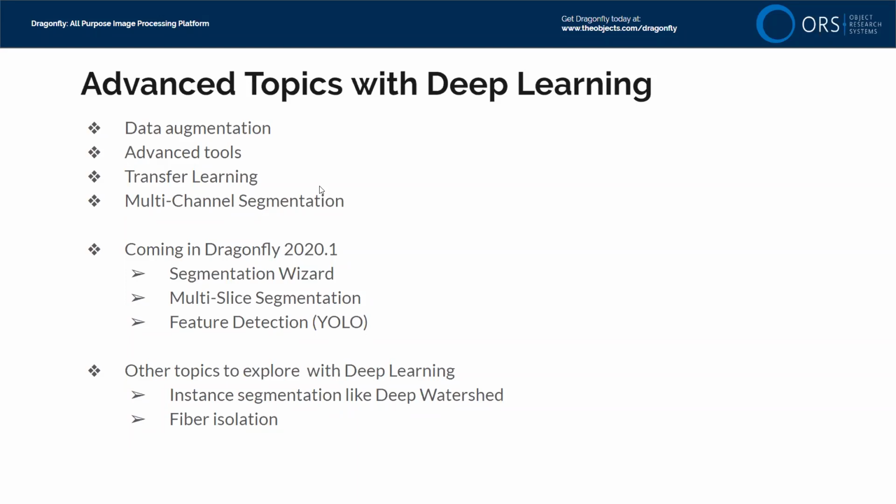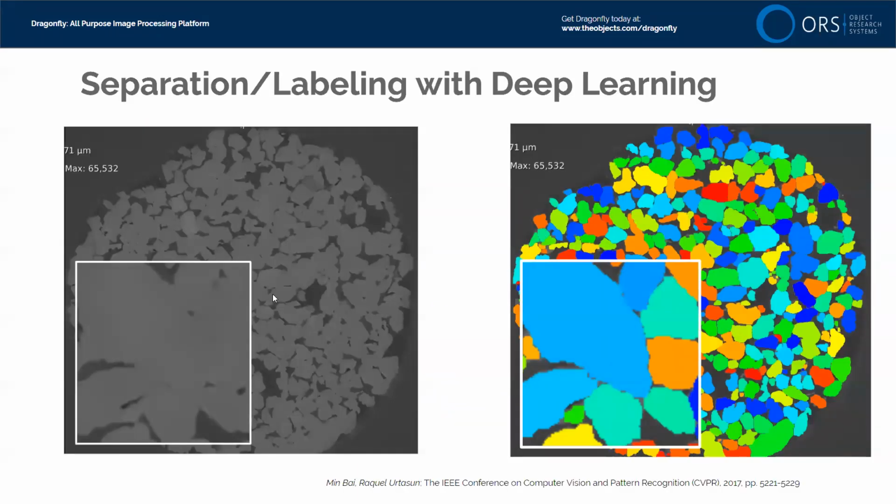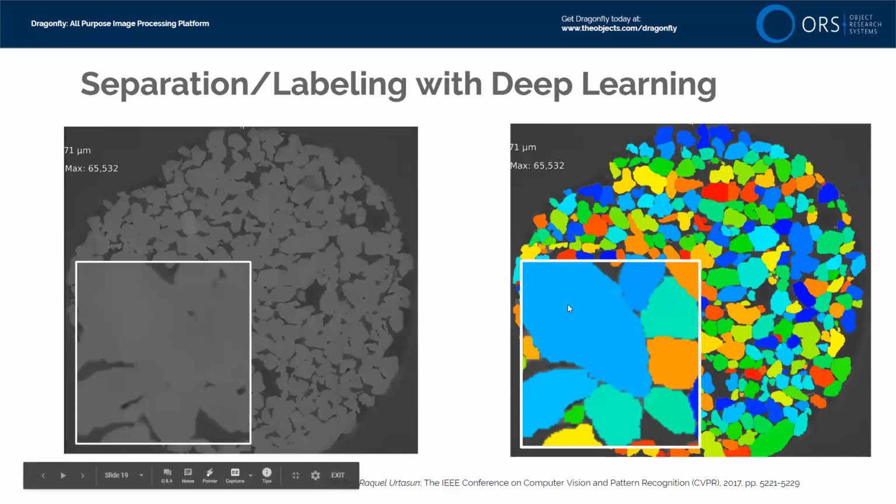Next, Jan asks, I would like to learn more about separating and labeling with deep learning. Do you have any examples or papers and further resources? Have a look at that Deep Watershed paper, this one here. Have a look at that one, and then follow the citations in Google Scholar for the papers it references and the papers that reference it. That's probably a good direction to look.